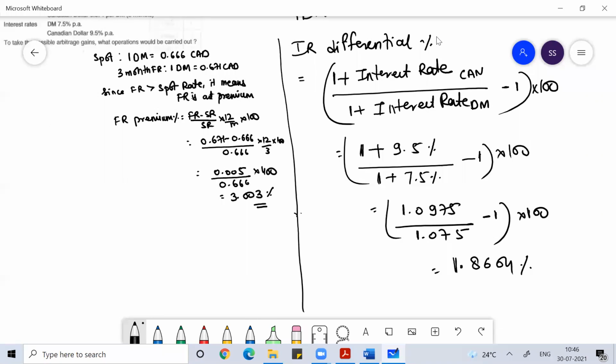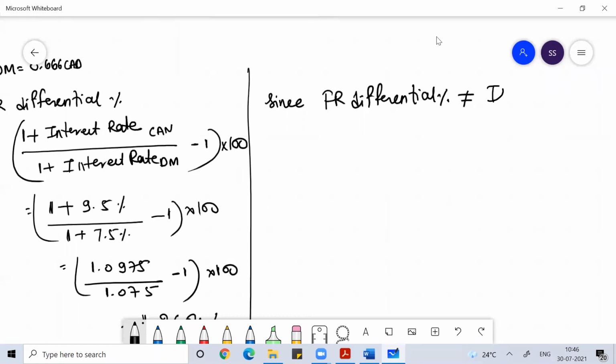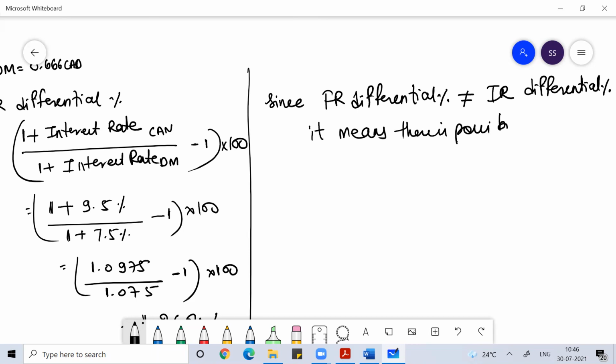Since the forward rate premium percentage is not equal to the interest rate differential percentage, there is a possibility of arbitrage. And because there is a possibility of arbitrage, how can we work on this arbitrage possibility?